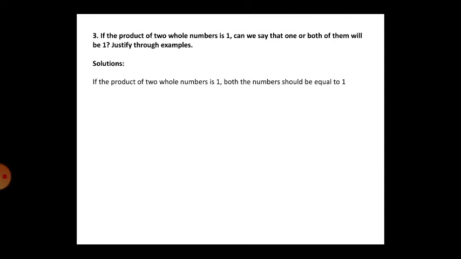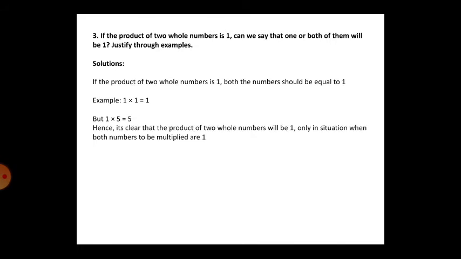If the product of two whole numbers is 1, both the numbers should be equal to 1, because in this case only 1 multiplied by 1 gives the answer 1. For example, 1 one is 1. 1 multiplied by 5, you will get 5 only. Any number you multiply with 1, you will get the same number only. In this case both the numbers should be equal to 1, then only will the answer be 1. Hence it's clear that the product of two whole numbers will be 1 only in the situation when both numbers to be multiplied are 1.